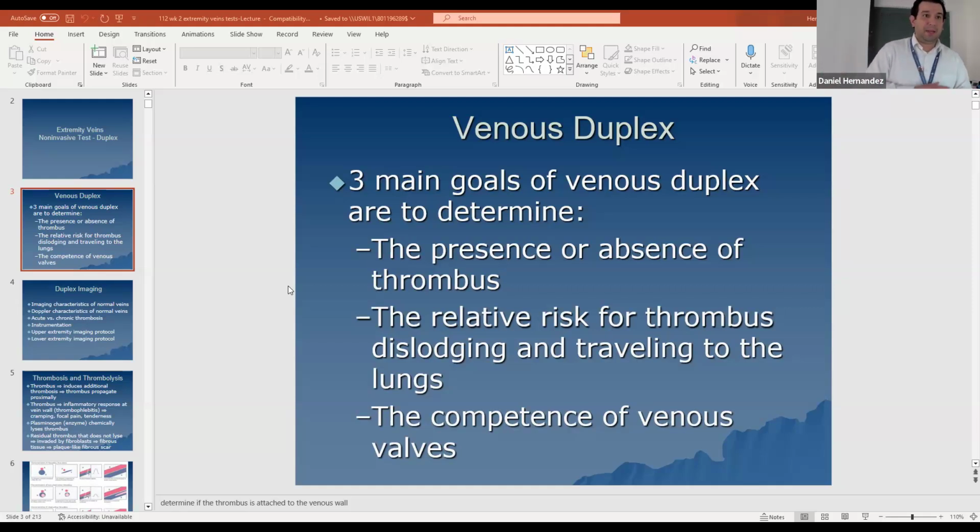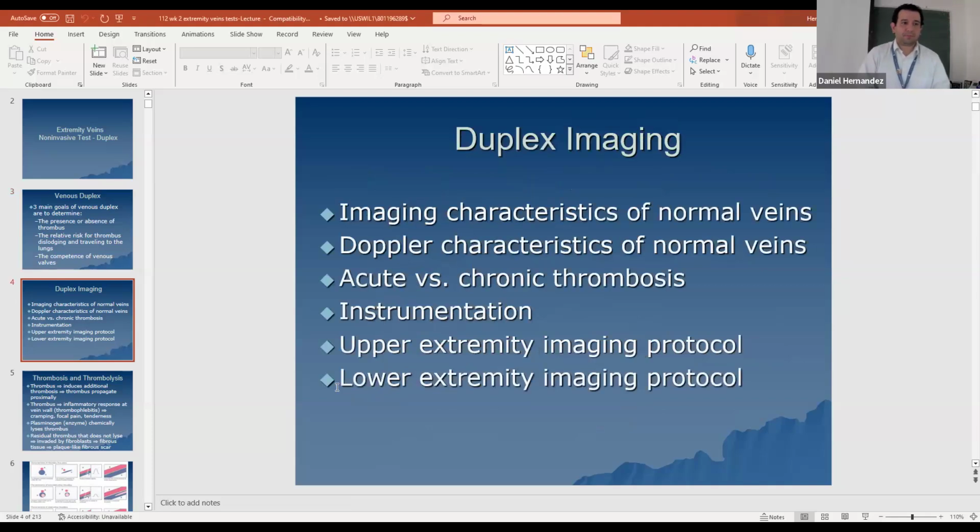But really the main reason for us doing these duplex exams are first and foremost ruling out the presence of thrombus and then assessing for valvular competence. We'll discuss a little bit the imaging characteristics of normal veins, Doppler characteristics of normal veins, and then we'll start talking about thrombus within the vessels, acute versus chronic, and if we get that far, instrumentation and the imaging protocols for the upper and lower extremities.